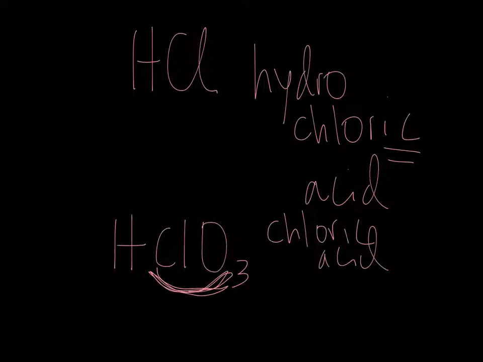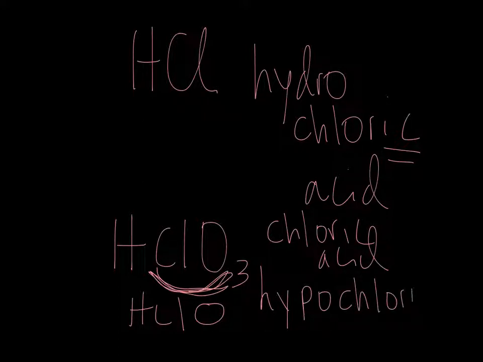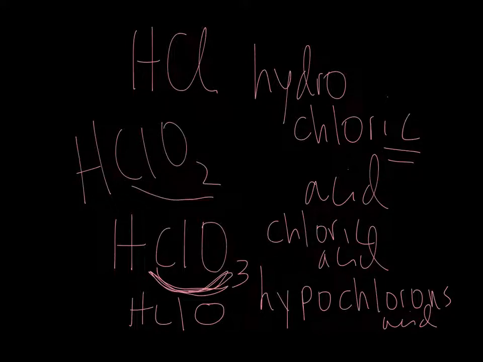Just like HClO, because ClO minus is the hypochlorite ion, this would be called hypochlorous acid. HClO2, as ClO2 minus is the ite form, would be simply chlorous acid, because it has one less O than the chlorate form, ClO3.